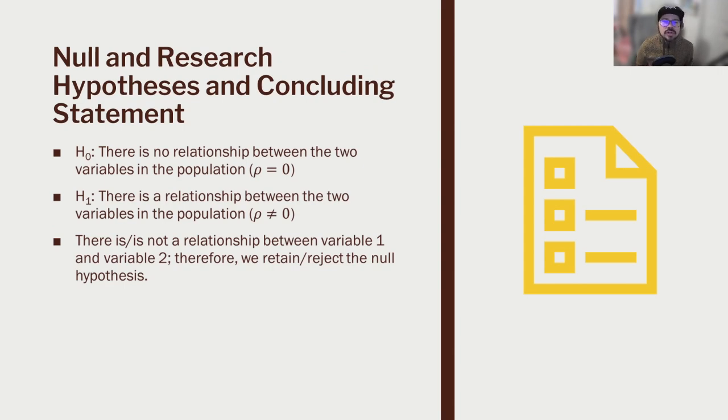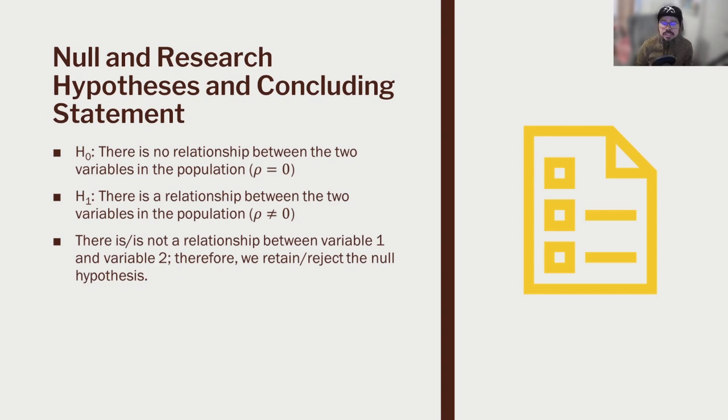For creating your null and research hypotheses and concluding statements for your correlational tests, your null hypothesis would state that there is no relationship between the two variables in the population. And I included the notation here. This p-like symbol, please don't confuse this for p as in probability. It's actually a Greek letter called rho. This represents the relationship between variables in a population, such that your null hypothesis is saying that there's no relationship, whereas your research hypothesis is stating that there is a relationship between the two variables in the population.